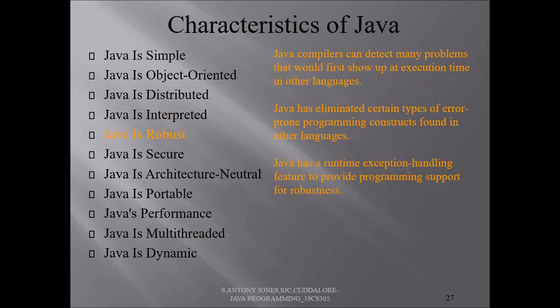Then we say Java is robust. Java compilers can detect many problems that would first show up at execution time in other languages. It also handles effective memory management and exception handling. Java has eliminated certain types of errors from programming constructs found in other languages. Java also has runtime exception handling, as I said before, and it has a feature to provide programming support for robustness, for completely error-free programs.